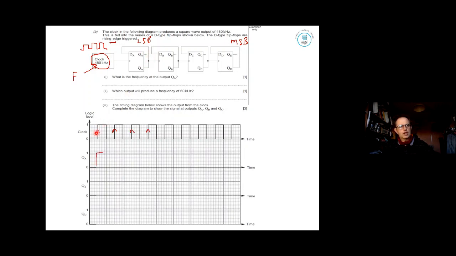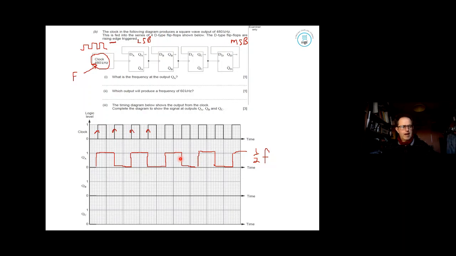Okay, so first thing I'm going to look at here, got my clock, rising edges. For the first one, a rising edge will change what is going in, from the D over to the Q. So every single rising edge will do something for the first one. Notice that this changes at half the frequency. If it was 480 coming in, the frequency of this one would be half of that, which is 240.